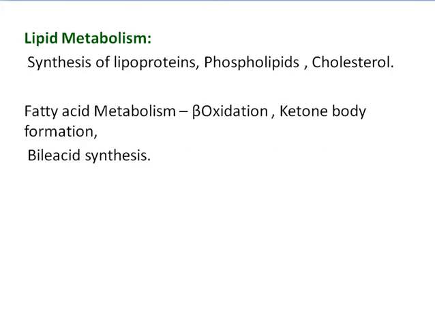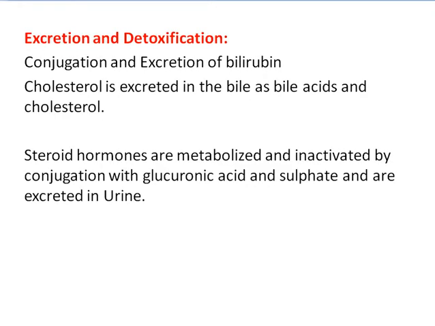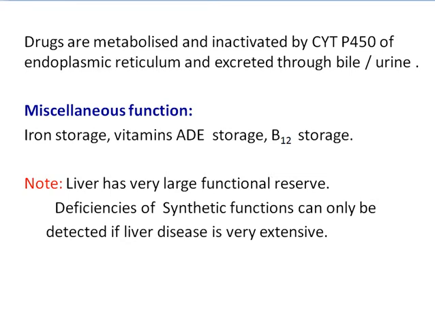Lipid metabolism: synthesis of lipoproteins, phospholipids and cholesterol. Fatty acid metabolism: beta oxidation, ketone body formation, and also bile synthesis. Excretion and detoxification: conjugation and excretion of bilirubin. Cholesterol is excreted in the bile as bile acids and cholesterol. Steroid hormones are metabolized and inactivated by conjugation with glucuronic acid and sulfate and are excreted in the urine. Drugs are metabolized by cytochrome P450 of the endoplasmic reticulum and excreted through bile and urine.